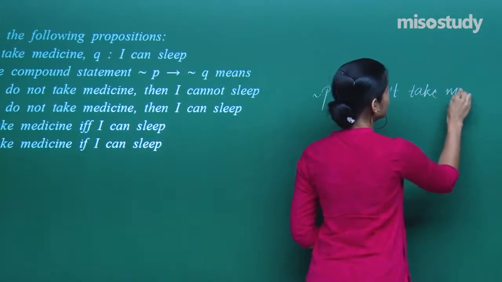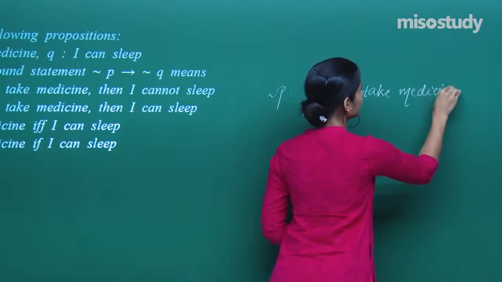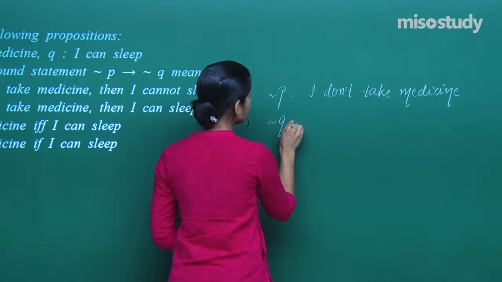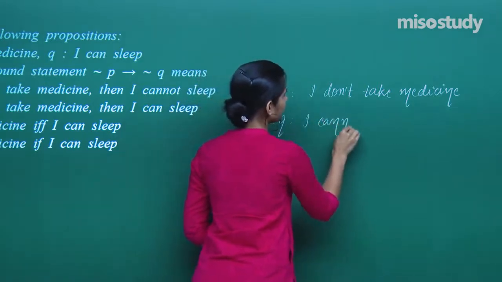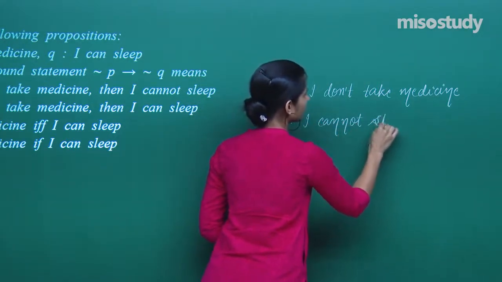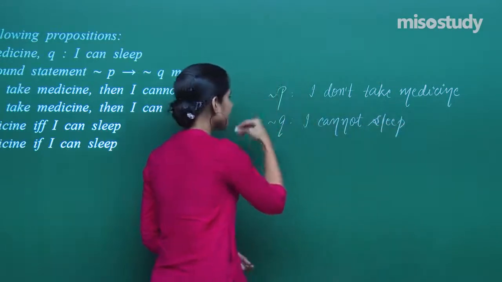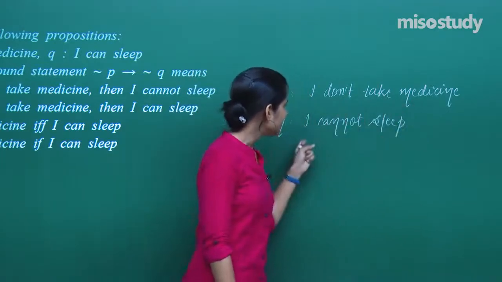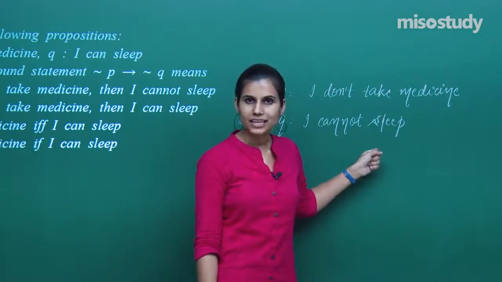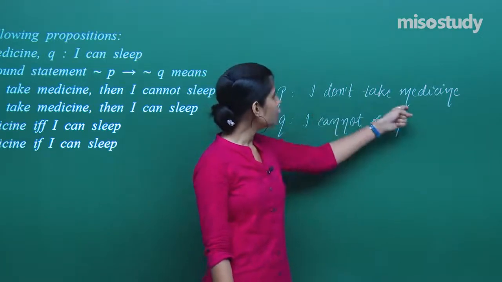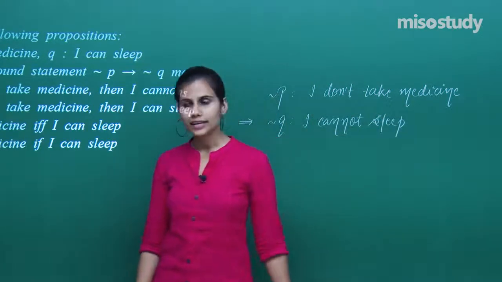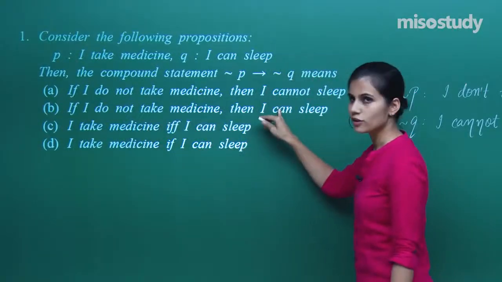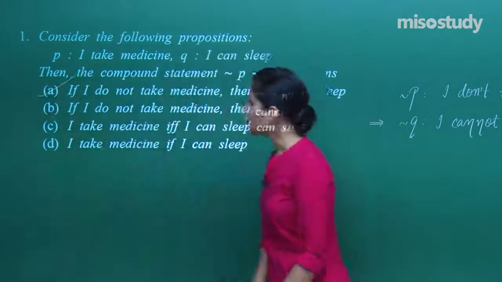If P is I take medicine, not P is the negation of P: I do not take medicine. Q is I can sleep, so the negation of Q will be I cannot sleep. Therefore not P implying not Q means if I don't take medicine, then I cannot sleep. That's what an implication, an if-then statement, is. That is what is written in the first statement, so the first is the right answer.